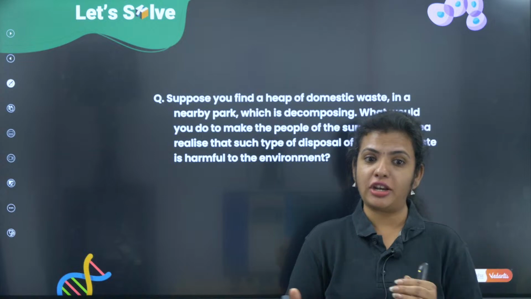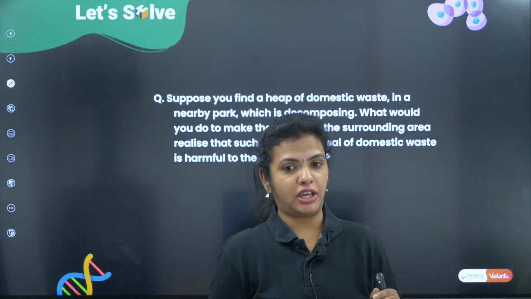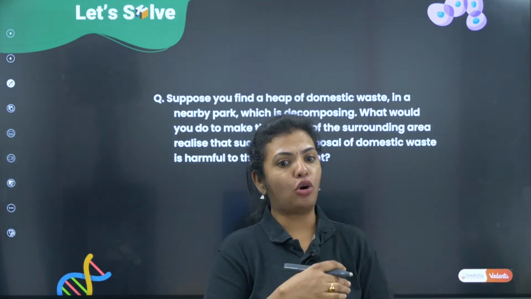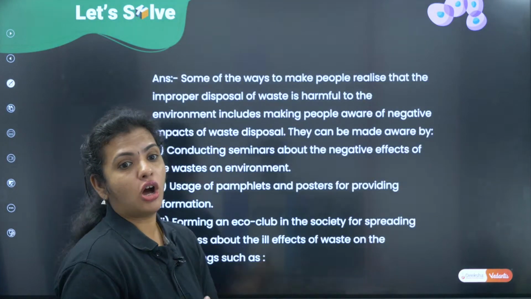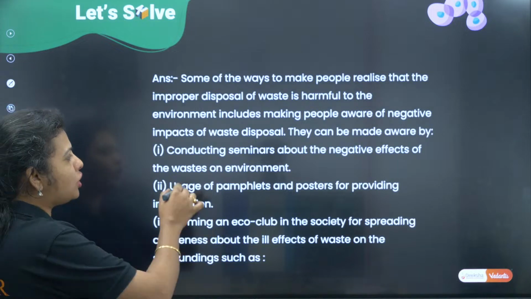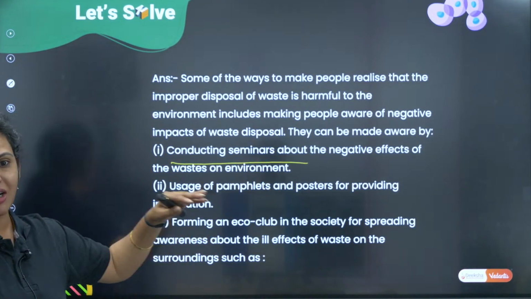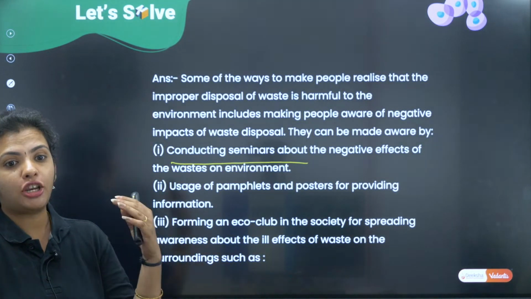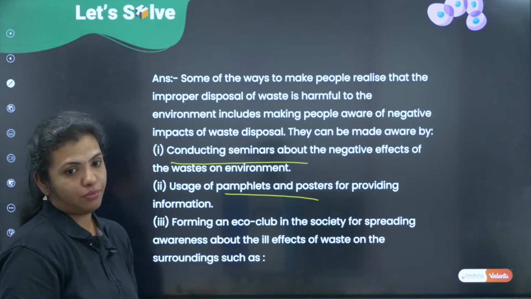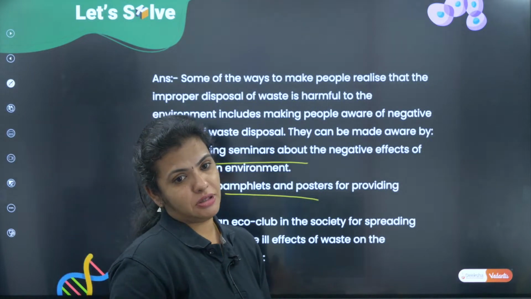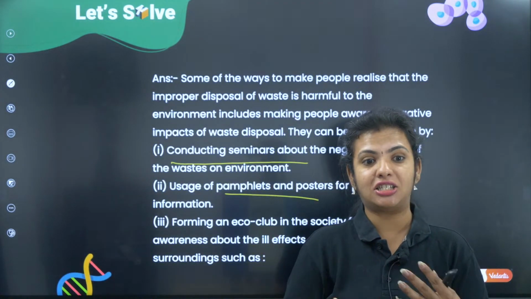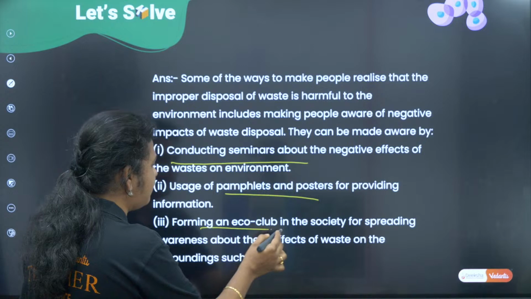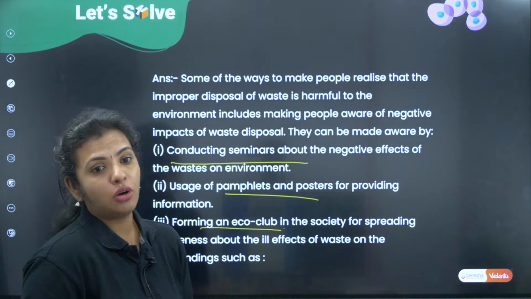You can take a survey, you can call people from your apartment or surrounding, you can give them information as to what should be done, what should not be done, or you can post some ads, pamphlets can be given as to how you can dispose the waste. You can conduct seminars, give them information about how this waste can have an effect on the environment. You can use pamphlets and posters for providing information, and you can also form an eco club. These days every apartment or every area has such clubs, where they conduct meetings. So you can have such eco clubs and tell them about what are the ill effects of waste.